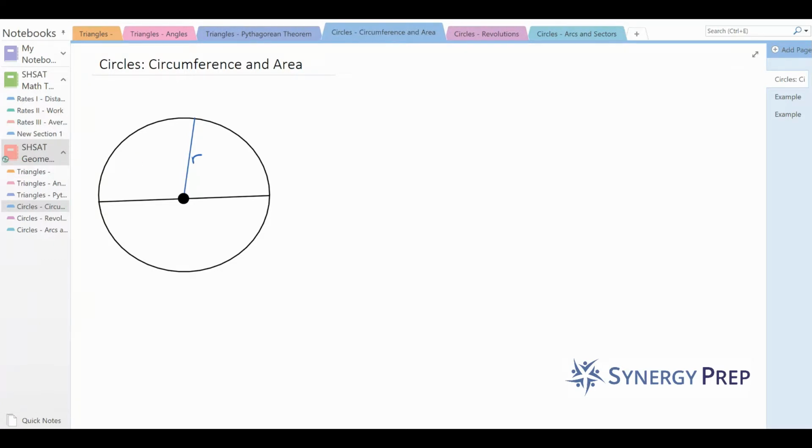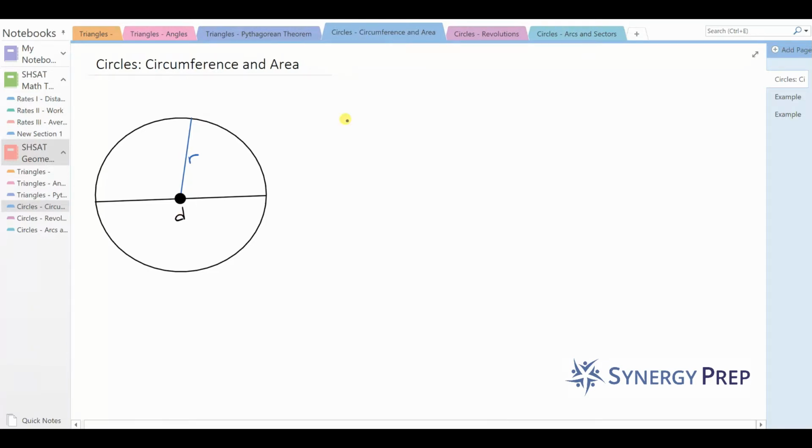And this black line is considered the diameter, right? And that's basically 2 times the radius. It's the longest piece from one side of a circle to the other while it crosses through the center of the circle. So D is equal to 2r, right? So if you were to have the radius, you could find the diameter. And if you were to have the diameter, you could find the radius, right?